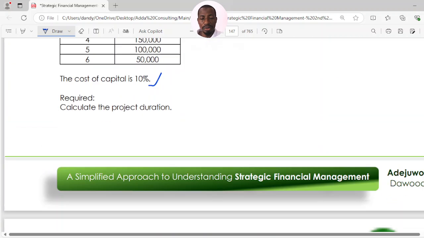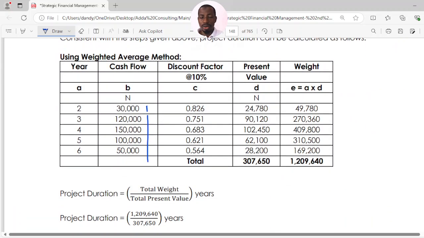At this point, all we need to do is to get the present value. Of course, you already know how to calculate discount factor. Cash flow multiplied by discount factor will give us this. You get this, you get this, and then you get this. You know how to do all of this. Now we want to determine the weights, the weights of the cash flows of the present values. So I would say year 2 multiplied by the present value of year 2. That will give me 49,780.